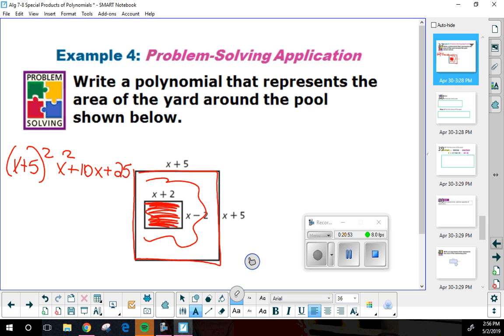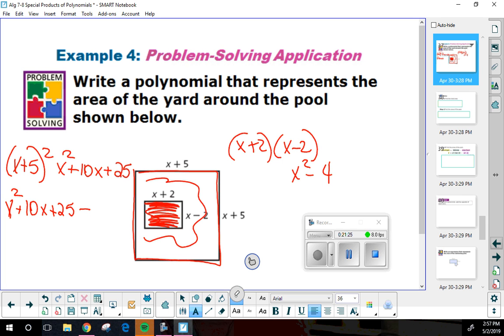Perfect. Now let's do the area of the pool. That is going to be the sum and difference. So that's our last example. What is that area going to be? Okay, x squared minus 4, yes? So now to find this part, I subtract. So I do x squared plus 10x plus 25 minus x squared minus 4.